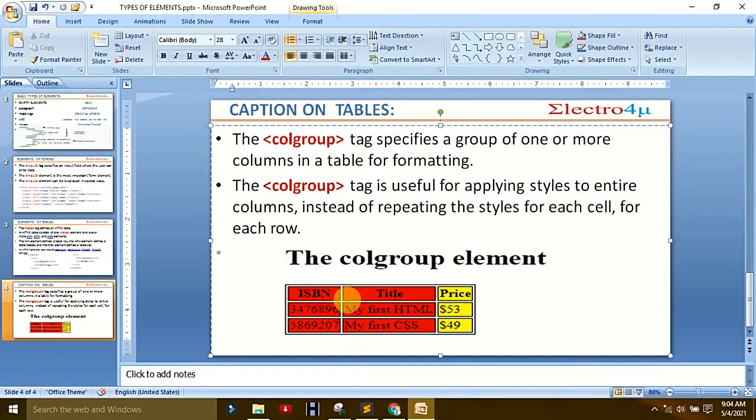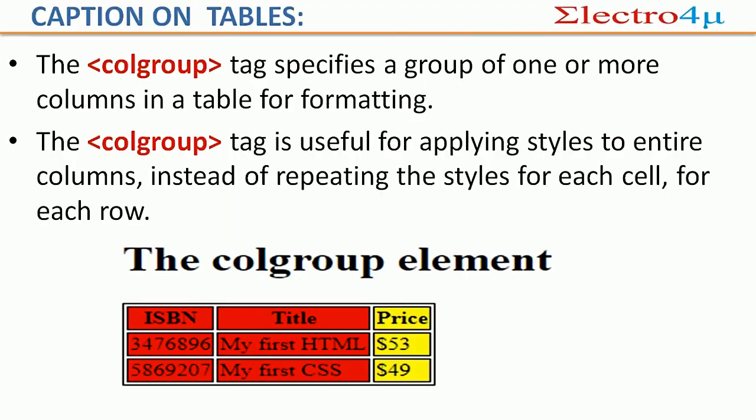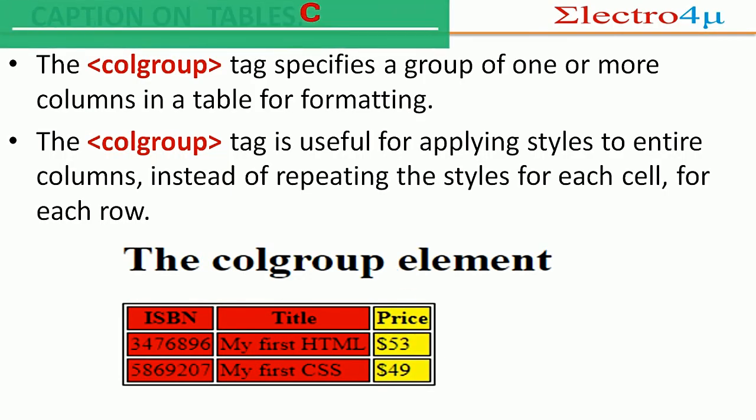So till now we understand what is caption. Now we understand what is colgroup. Colgroup is one type of tag in a table that specifies a group of one or more columns in a table for the same formatting. The colgroup tag is useful for applying styles to entire columns instead of repeating the styles for each cell or each row. So how to make it, you saw the first example.